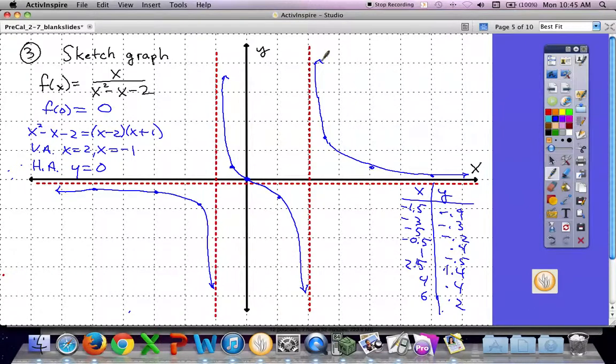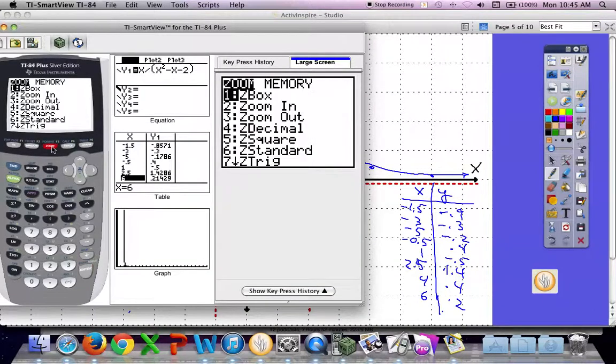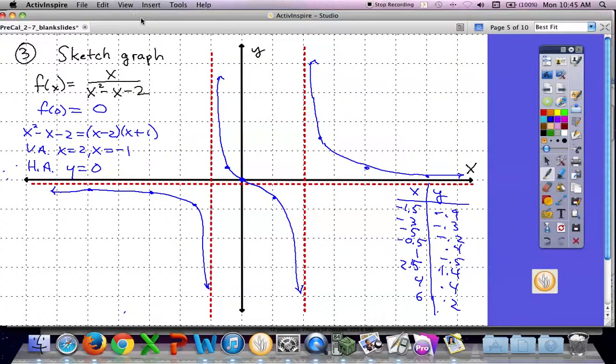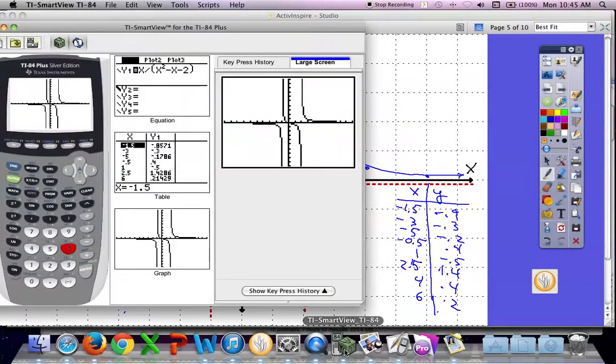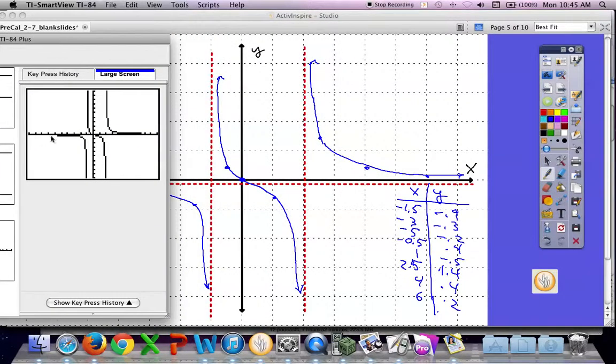And if I go to the calculator and let it graph it, is that close? We got the piece to the left, we got the piece in the middle, and we got the piece on top. So that's good.